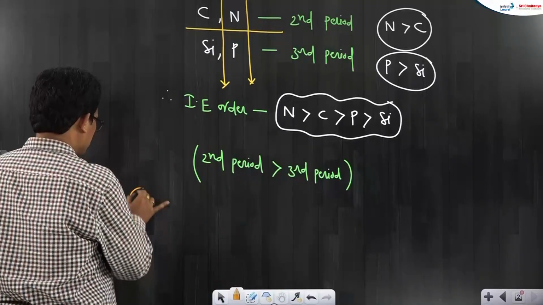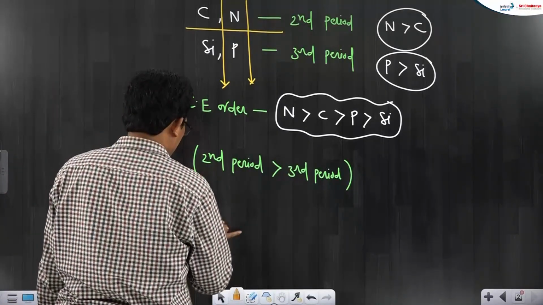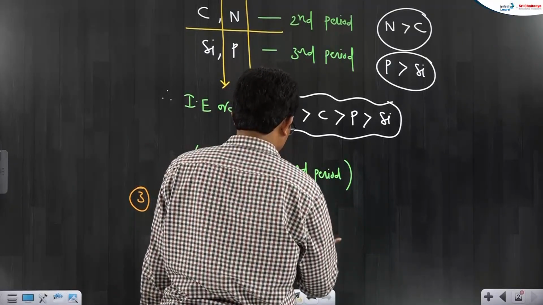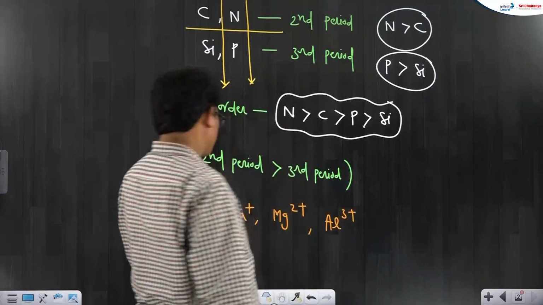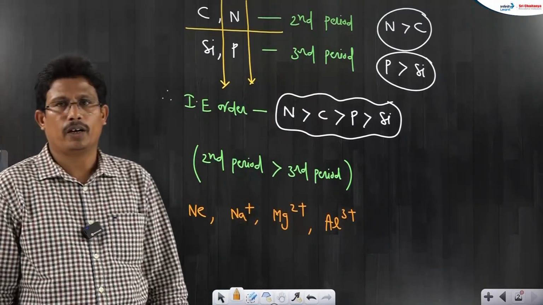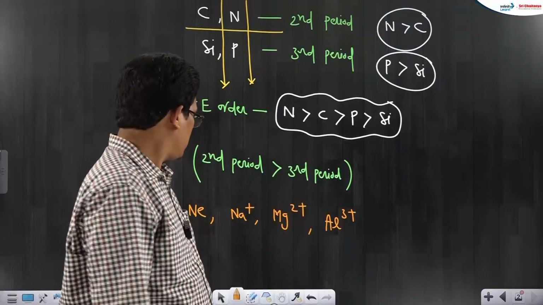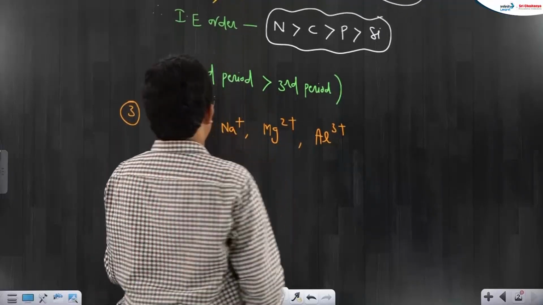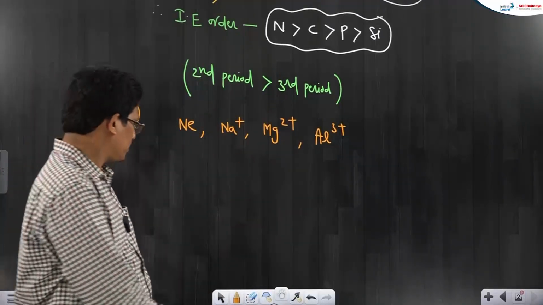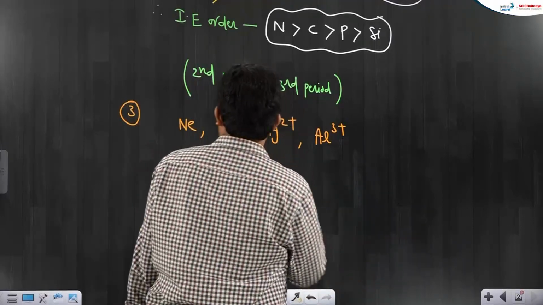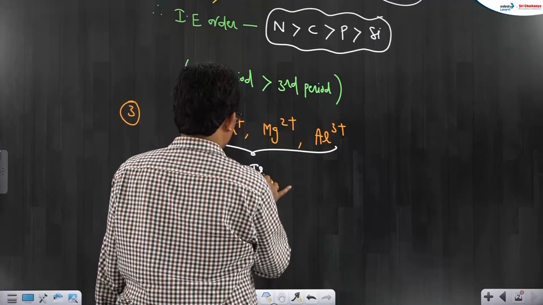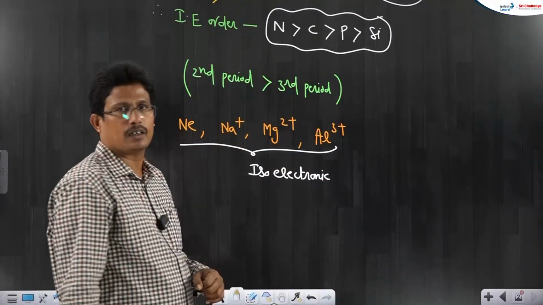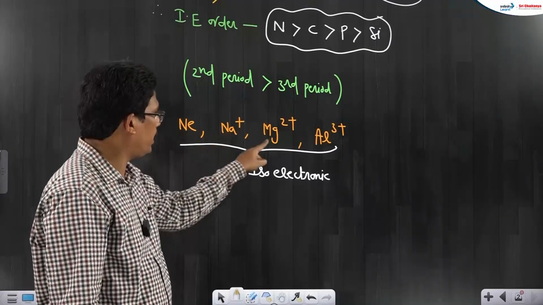One more. Neon, Na plus, Mg2 plus, Al3 plus. Give the correct order of ionization energy values of the above species. First observe whether all are isoelectronic or not. If you observe, all are isoelectronic. All have the same number of electrons, 10 electrons each.